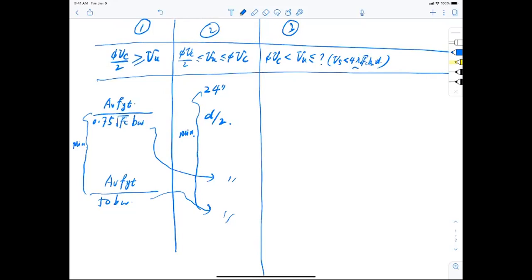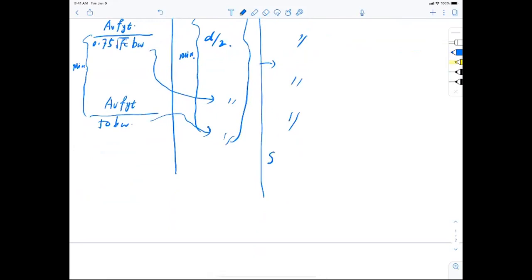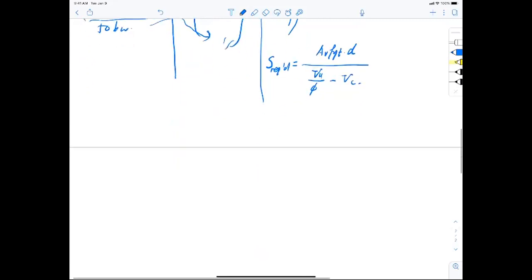So number three, what do I have? Of course, let's copy all the four here, right? 24 inches, d over two, minimum two requirement. When I'm very happy, what do I need here? As required, isn't it? What is as required? Av fyt multiplied by d divided by what? What is the required shear force for steel? Vu divided by phi, that is taking care of the factor, right? Minus what? Vc. So what is Vc, by the way, in this case? 2 lambda square root f'c bw d, right?